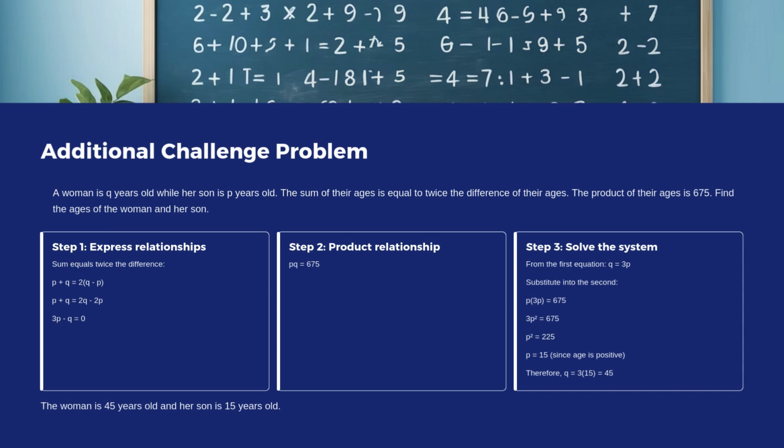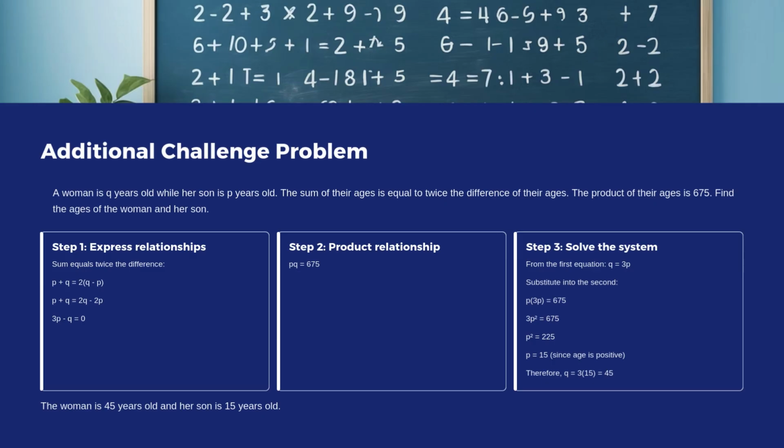Step 1. Express the sum-difference relationship. P plus Q equals 2 open bracket Q minus P close bracket. This is obtained by translating the sum of their ages equals twice the difference of their ages into an equation. P plus Q equals 2Q minus 2P. This is derived by expanding the right-hand side, 2 times open bracket Q minus P close bracket, into 2Q minus 2P. 3P minus Q equals 0. This results from bringing like terms together. Adding 2P to both sides and subtracting Q from both sides gives 3P minus Q equals 0.